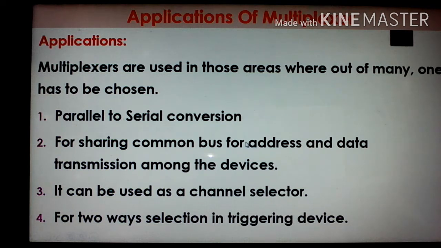Multiplexers are used in those areas where out of many, one has to be chosen. Different application areas of multiplexer: first one, parallel to serial conversion. Second, for sharing a common bus for address and data transmission among the devices. It can also be used as a channel selector and for two-way selection in a triggering device.